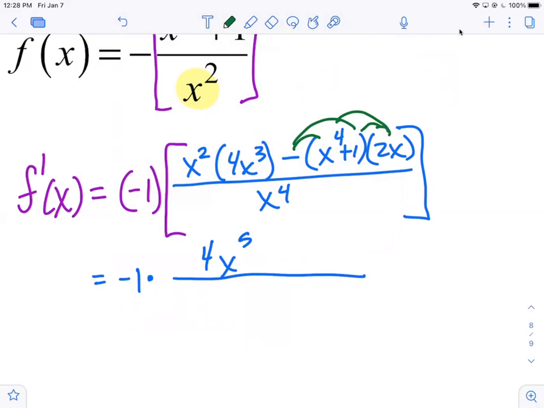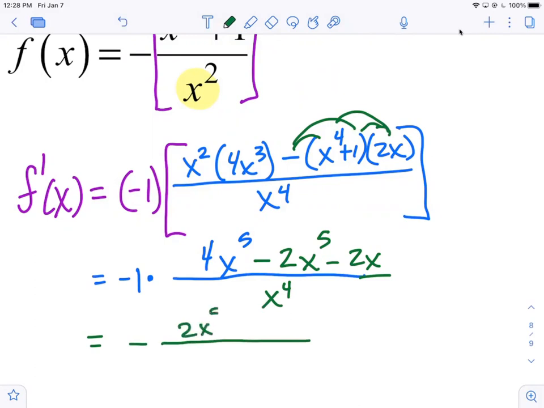So if you'd rather just tell yourself I'm distributing a negative 2x, right? Or do it one at a time, I'll just distribute a negative 2x. I get a minus 2x to the 5th, and then a minus 2x. And then it's all over x to the 4th. All right, so I'm keeping now that negative on the same level as the division bar. I get 2x to the 5th minus 2x over x to the 4th.